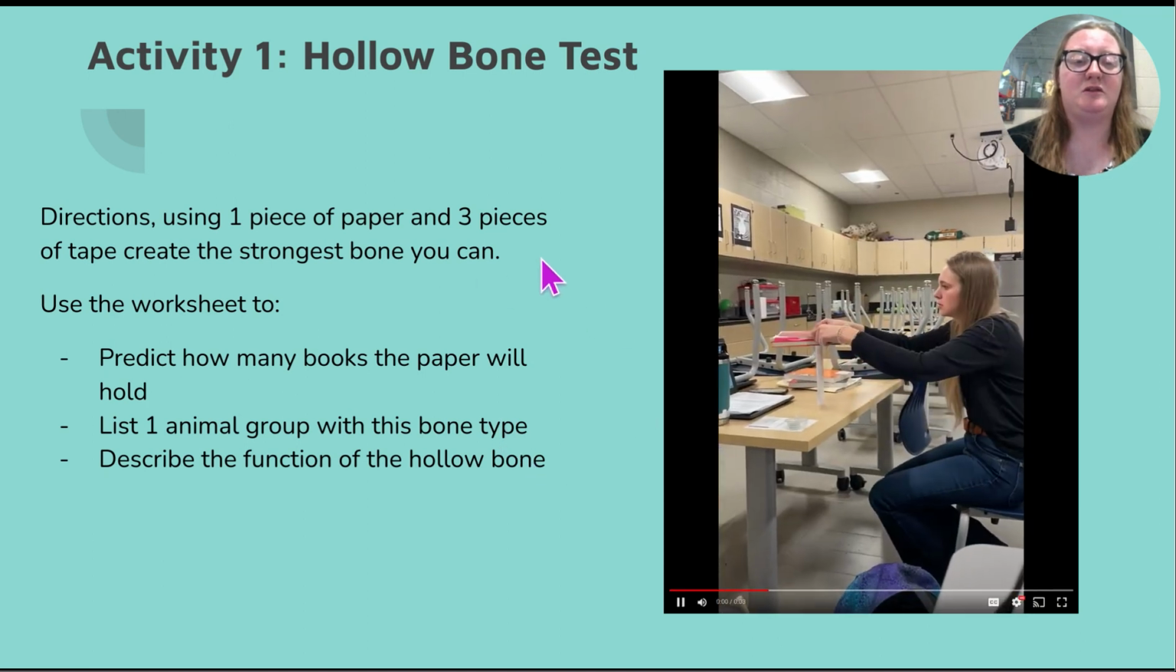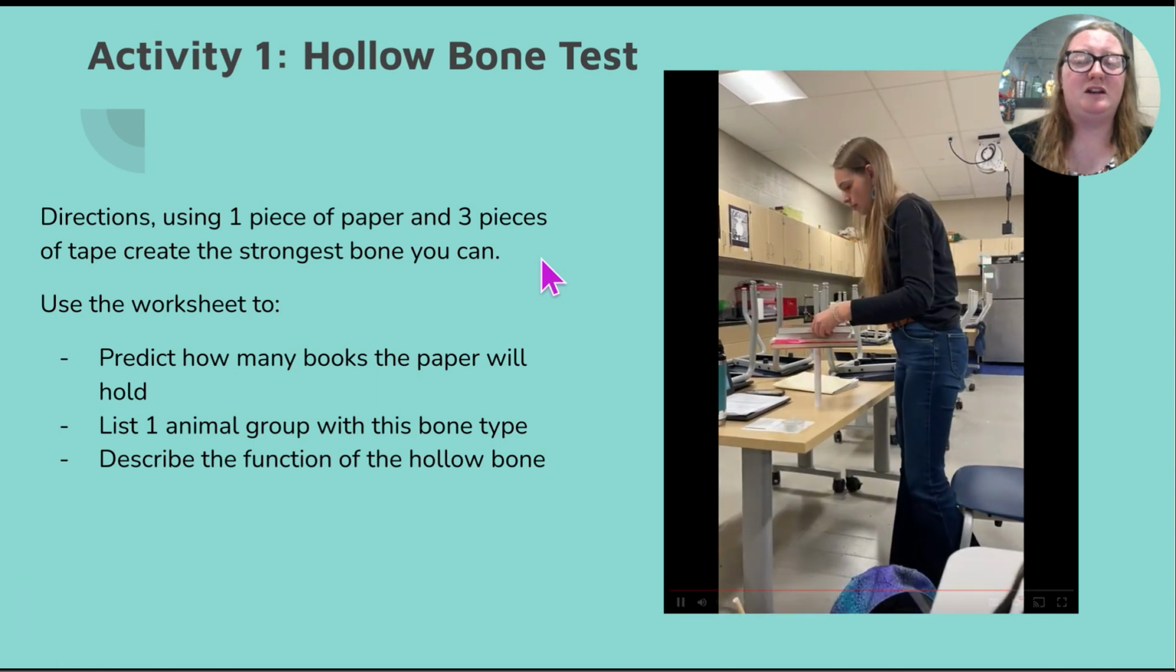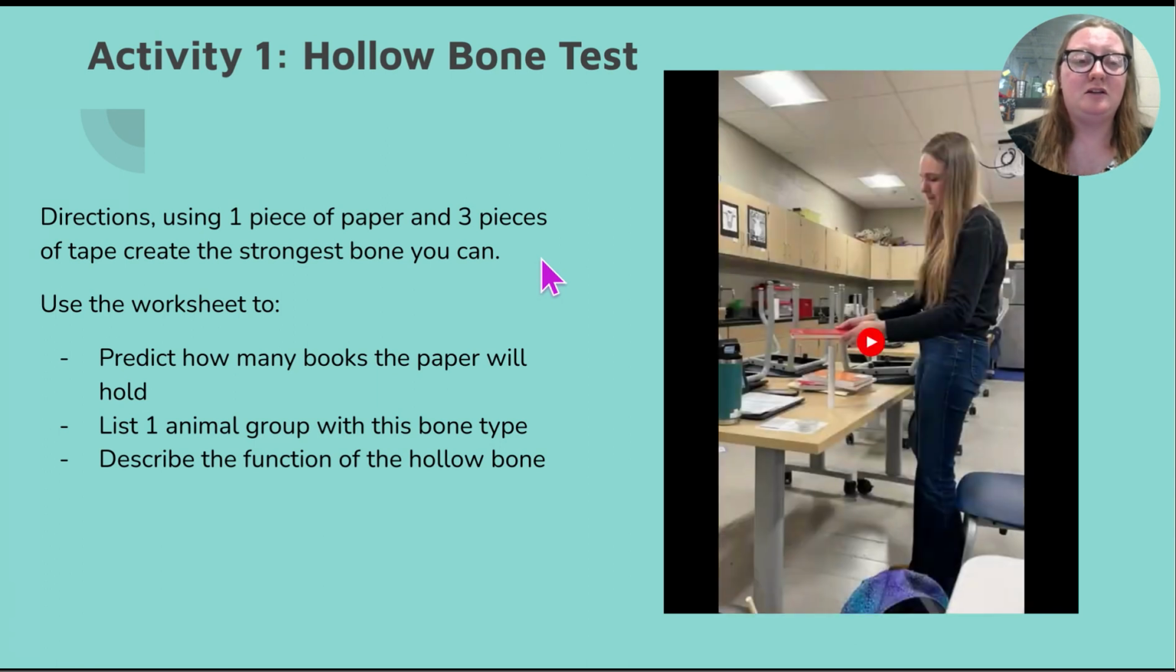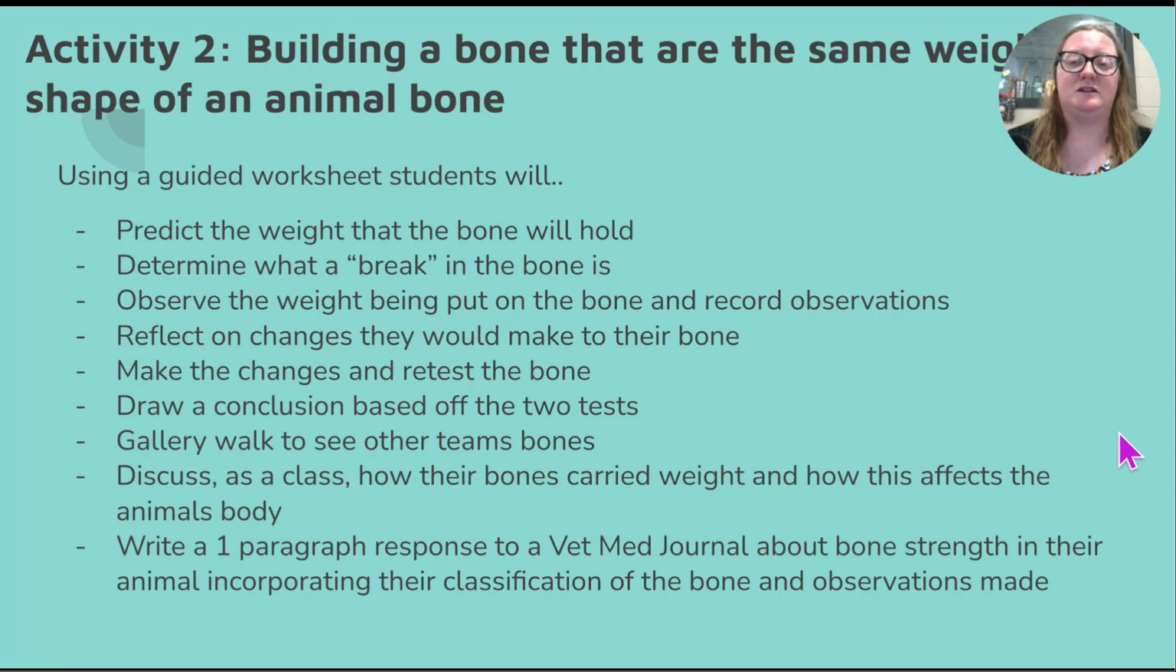So here's a demo of one of my students doing this. She ended up getting 11 books on there. Some groups got 1, some groups got 3, depending on how they wrapped it. Students then evaluated this process, and they were able to move into the second phase of this activity, which was building a bone that was a replica and scale model to an animal bone.